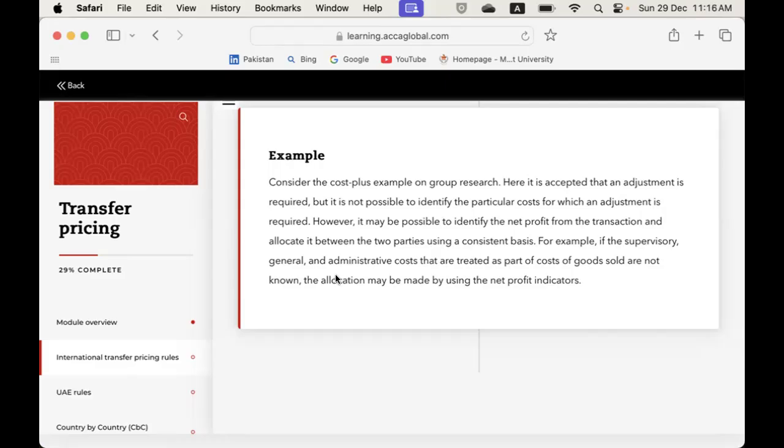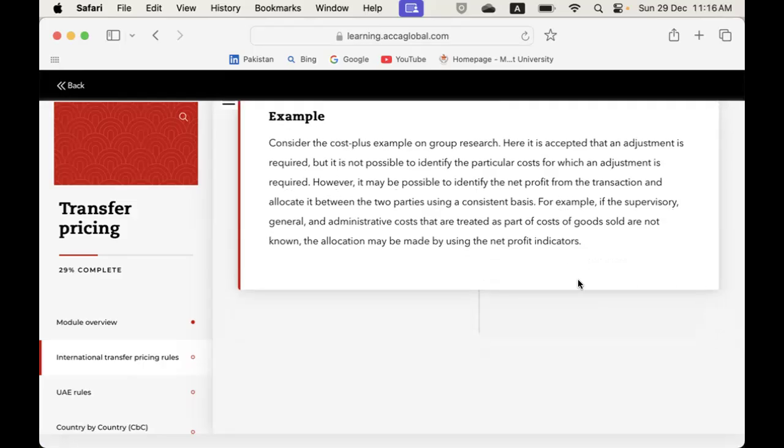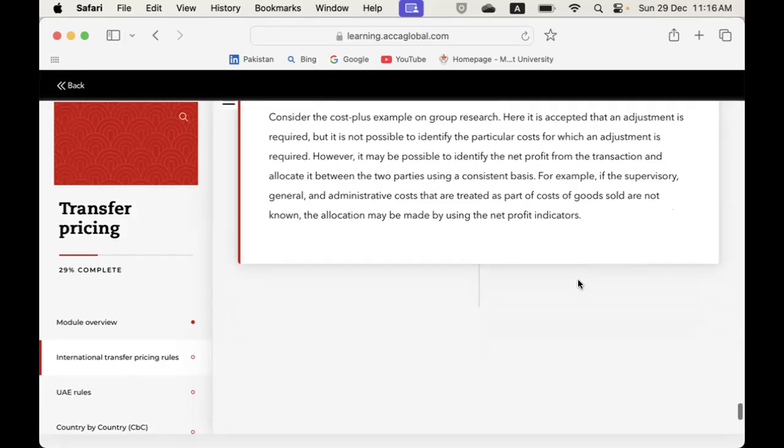For example, if the supervisory, general and administrative costs that are treated as part of the cost of goods sold are not known, the allocation may be made using the net profit indicators. So, we might have to look at the comparable similar companies who are providing the research services, and we might want to look at the profit indicators. What amount of profit are those companies earning? And that would become our net profit indicator.